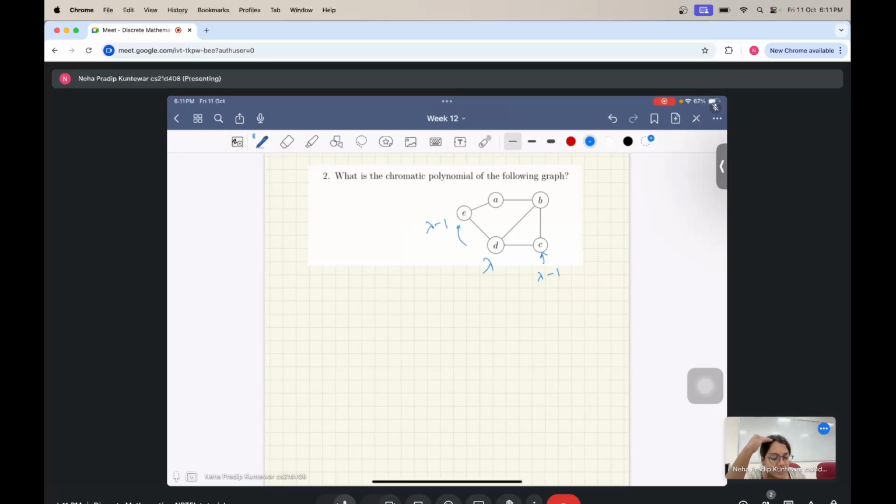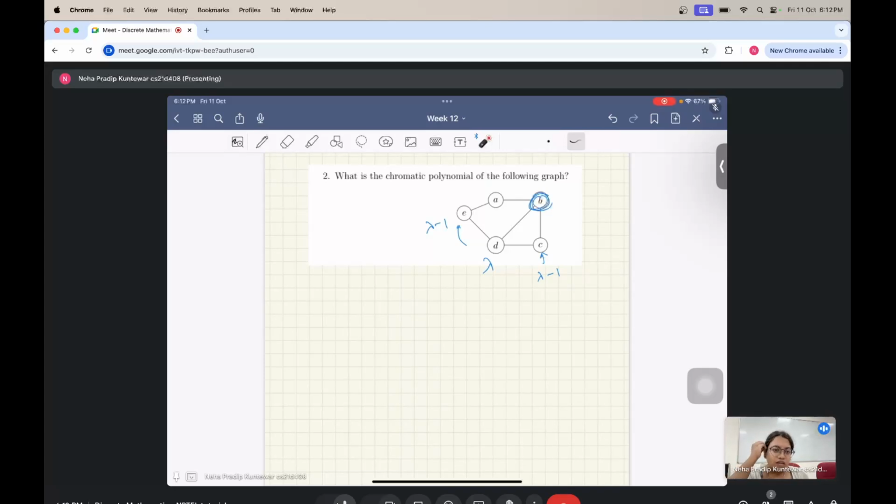But then if you look at this vertex B, it is not very straightforward that it should have lambda minus 2 choices, because that clearly depends on what color this A gets, and whether the color of A and the color of C is the same or not. Because if A and C are the same, then B should have lambda minus 2 choices, because it can't be the same as the color of D, and it can't be the same as the color of A and C. But if A and C are of distinct colors, then B has lambda minus 3 choices. So there are some cases that come up here.